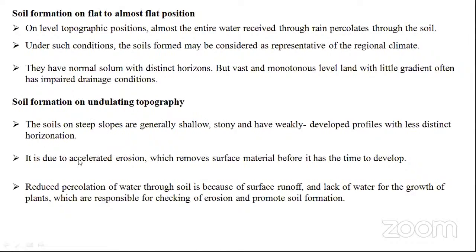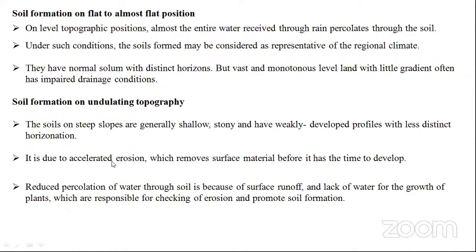Nothing is there. And you can see some erosion, because accelerated erosion removes the surface material. The complete surface material was removed before the time of development. It doesn't give any time for development, because whatever particles were developed in the upper area were completely leached out to the lower area. And this reduces the water percolation.